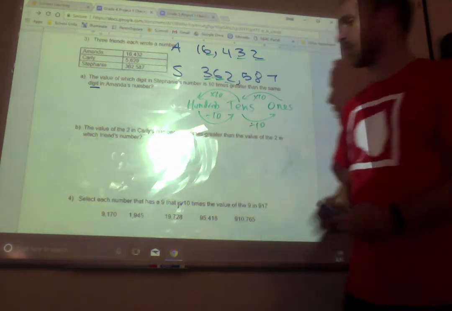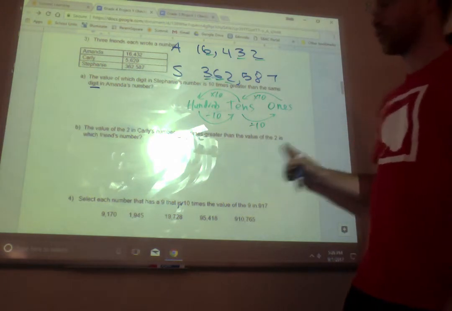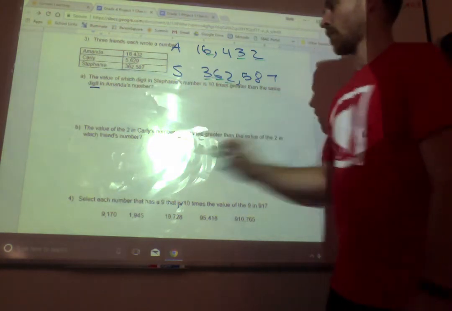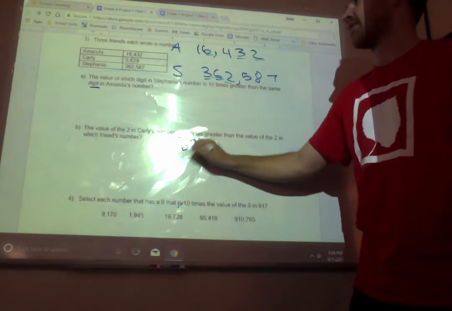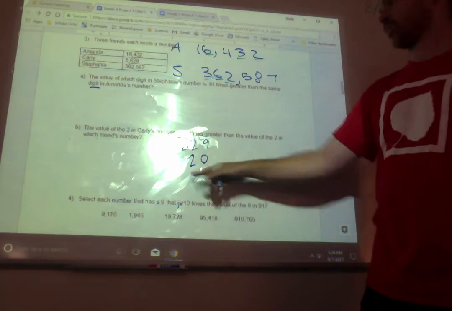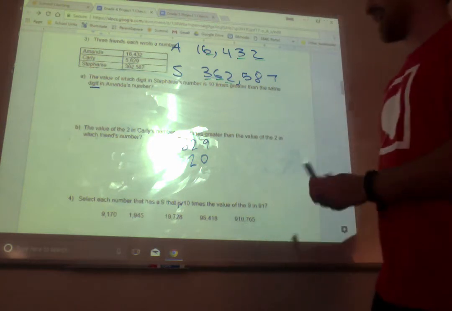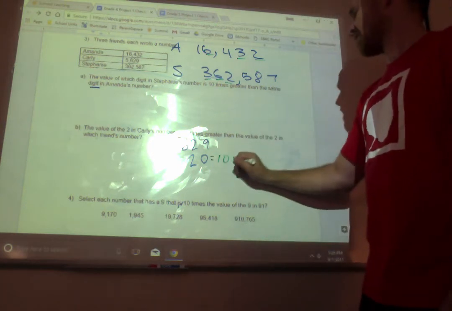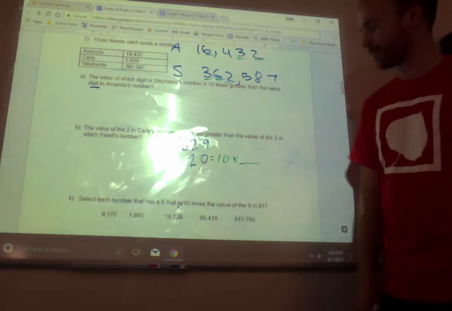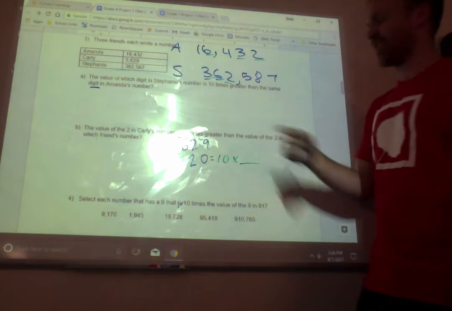What is the value of 2 in Carly's number? The value of 2 in Carly's number is 10 times greater than the value of 2 in which friend's number? What's the 2 in Carly's number? Carly's number is 5,629. Let's pull that 2 out. The value of the 2, which is 20, in Carly's number is 10 times greater than the value of the 2 in which friend's number? What times 10 is 20? Whatever that is, which friend has that value?